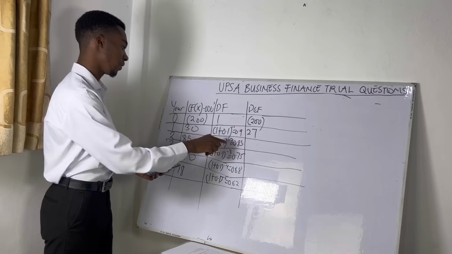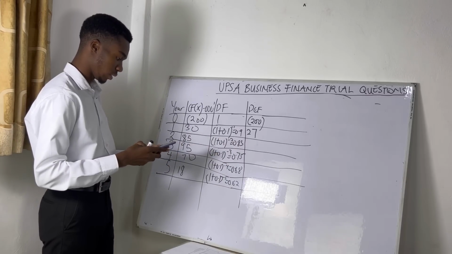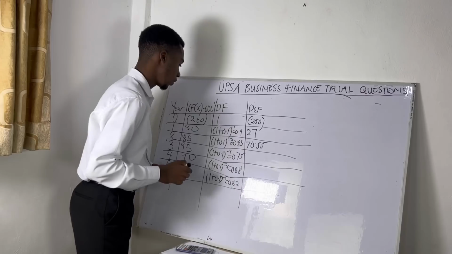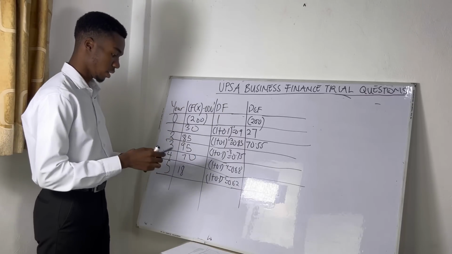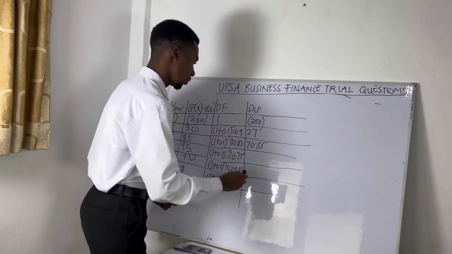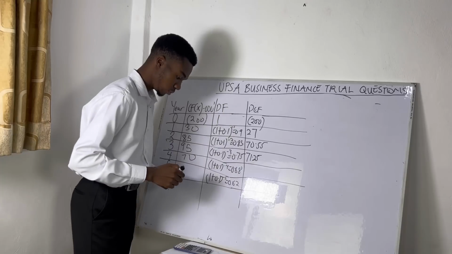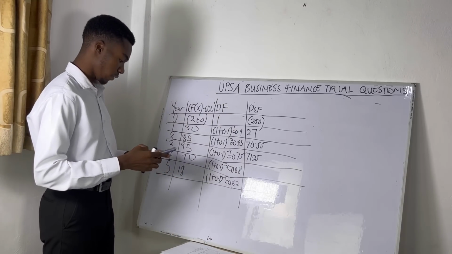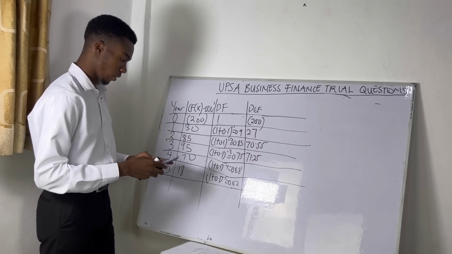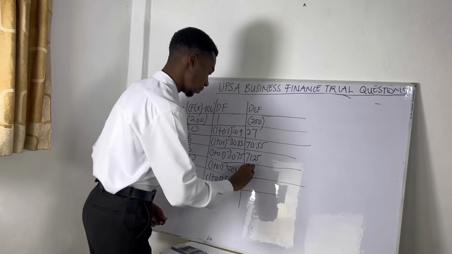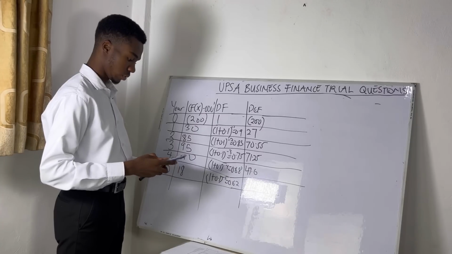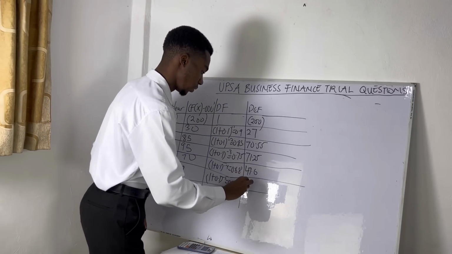Then the next year is 85 times 0.83. We're getting 70.55. That means this 85 in present day is 70.55. And we have 95 times 0.75. You're getting 71.25. Then we have 70 times 0.68. We have 47.6. Then we have 18 times 0.62. We have 11.16.